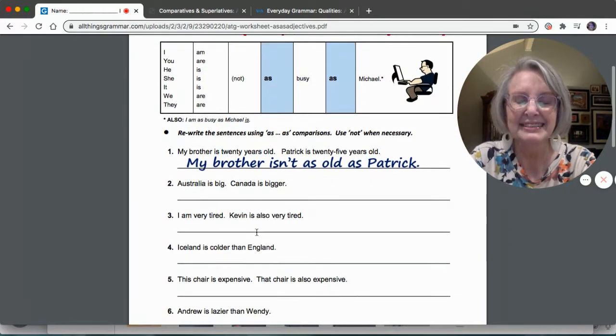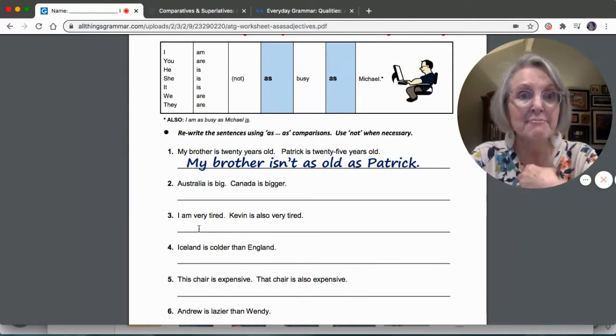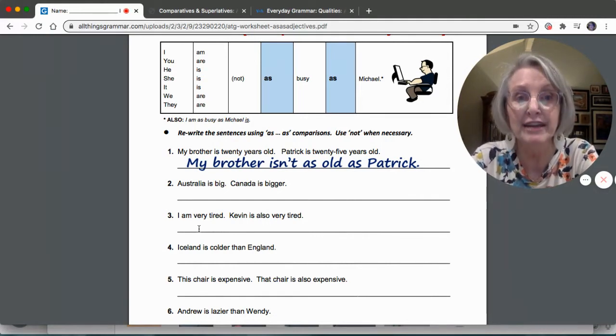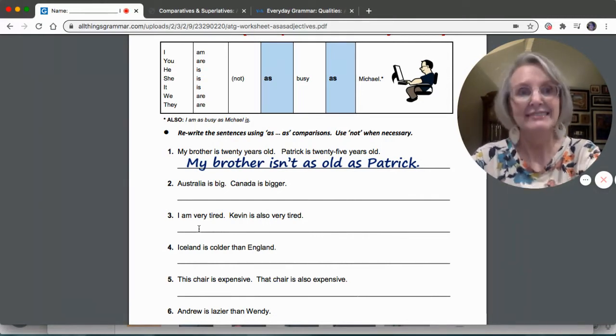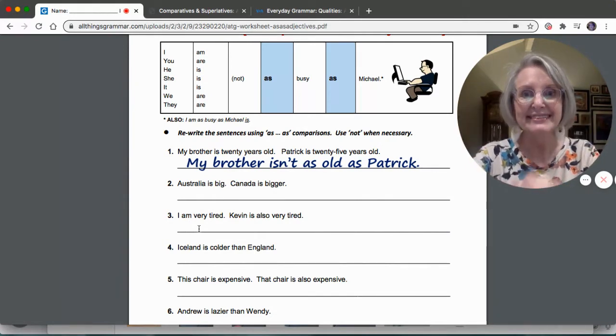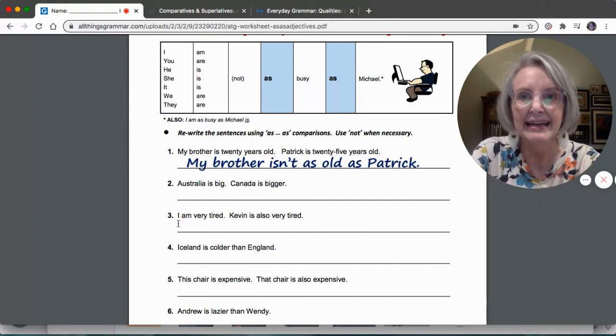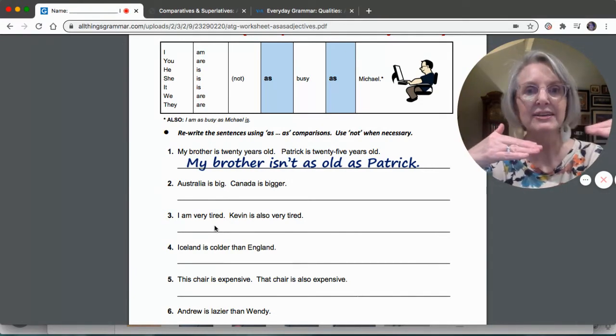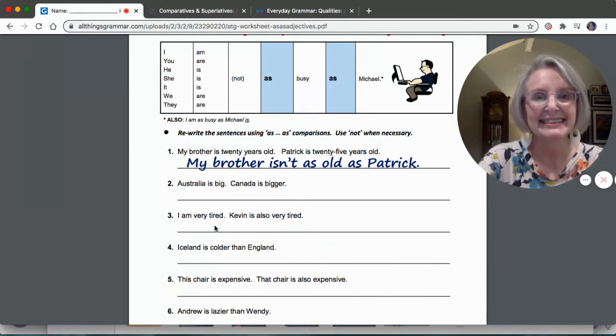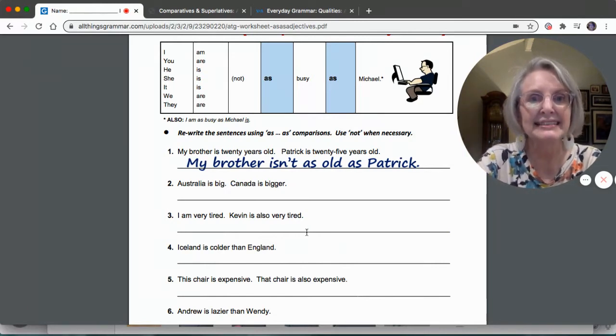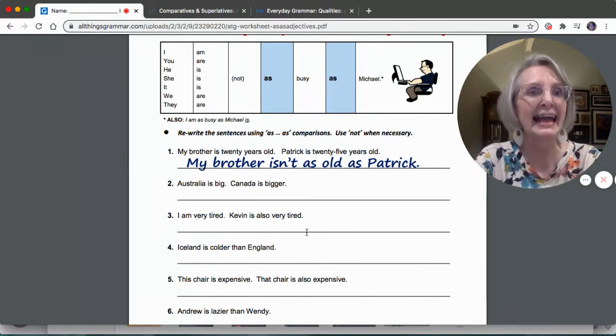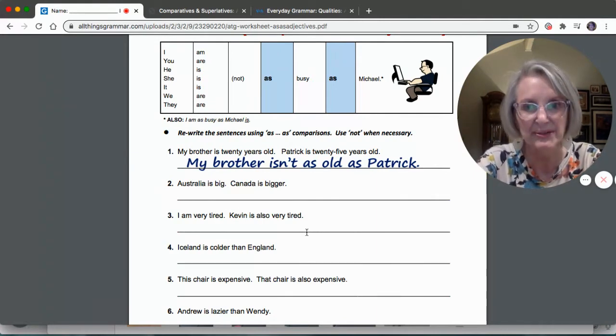All right, let's look at number 3. I'm very tired. Kevin is also very tired. So those two are equal. On this one, we're going to say, I am as tired as Kevin. So that's how we do it when it is an equality, when they are equal.